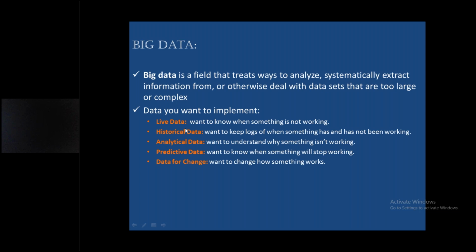Now historical data. You are also going to analyze your historical data. Historical data means, let's say your laptop suddenly shut down or whatever happened. Maybe your server is shut down. Now what you need to understand, that is the live data. If you understood it immediately, that is the live data.